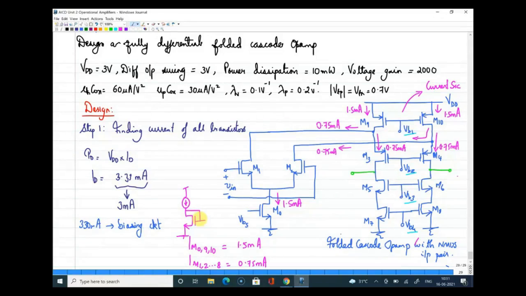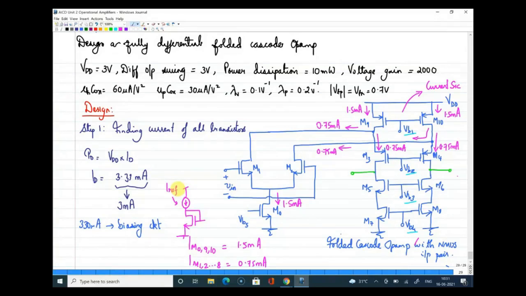Now I need 1.5 milliamps of current through M0, but for that I need something called IREF, a reference current. How do I get a reference current? Ideally I will not get an ideal current source. I need to generate that current, and we have circuits to generate a stable current which will not change with temperature or any other variations, and those circuits are called bandgap references.